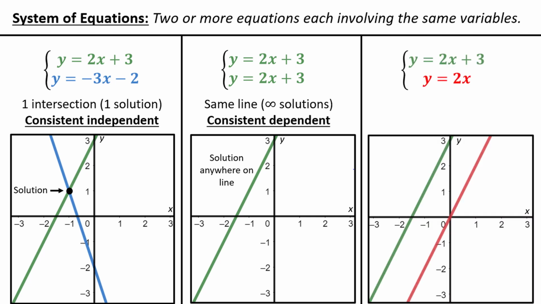Case 3 is when the two lines never intersect, which occurs when the lines are different and parallel. In this case, no pair of values, x, y, satisfies both equations, meaning there is no solution to the system. We classify this type of system as inconsistent. Let's try a few examples solving by graphing.